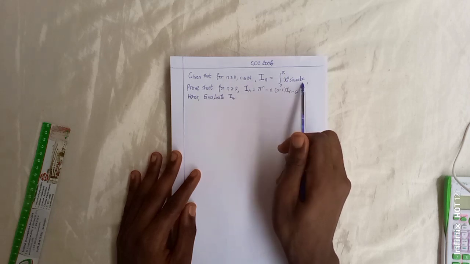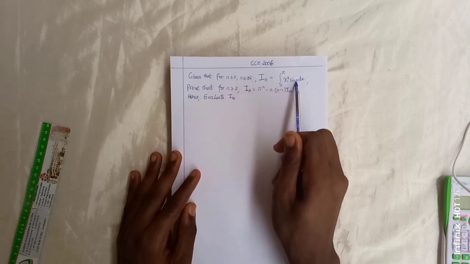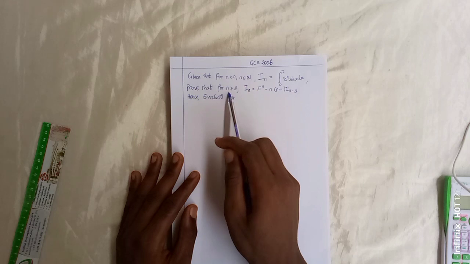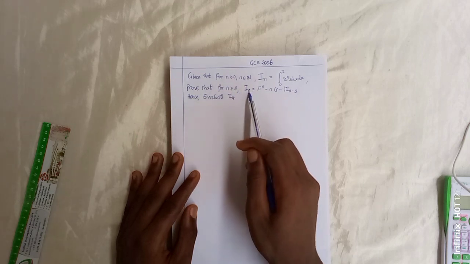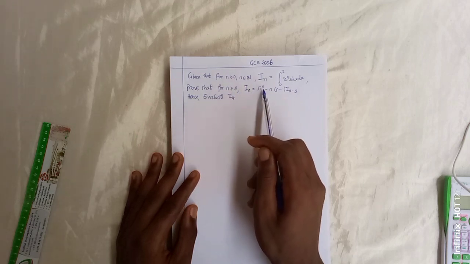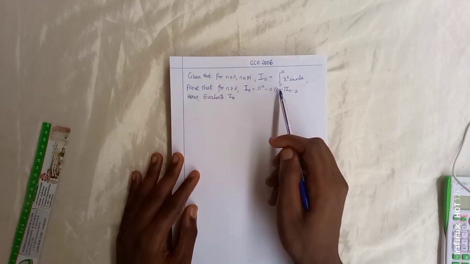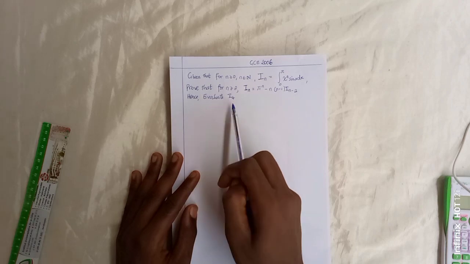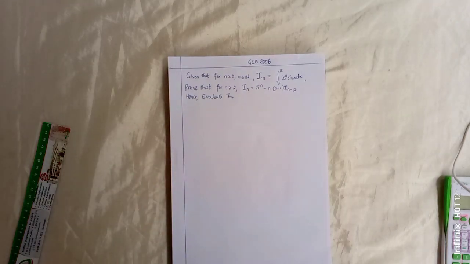The question reads: given that for all n greater than or equals to 0, where n is an element of the set of real numbers, I_n is defined in terms of n as a function of n, the integral of x to the power n sine x dx. You should prove that for n greater than or equals to 2, I_n is equals to pi n minus n into n minus 1 I_{n-2}. Hence, evaluate I_4.